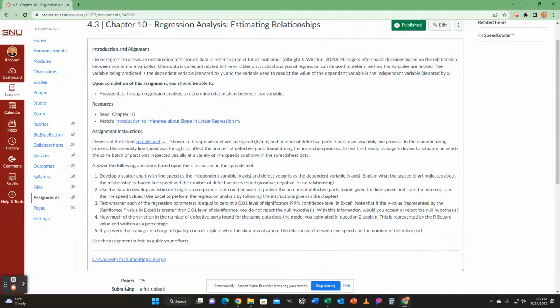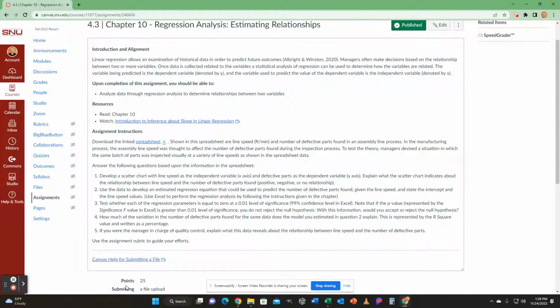In this spreadsheet, what we're looking at is the line speed and the number of defective parts that are found in an assembly line process. So in this manufacturing process, the assembly line speed was thought to affect the number of defective parts found during the inspection process. To test this theory, managers devised a situation in which the same batch of parts was inspected visually at a variety of line speeds as shown in this spreadsheet data.